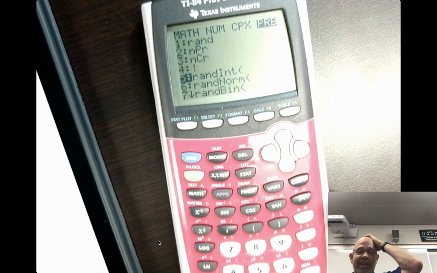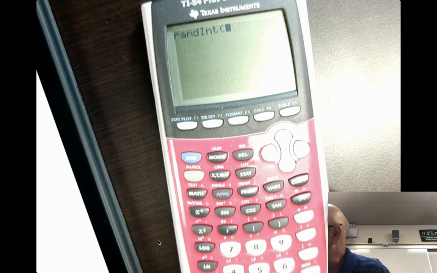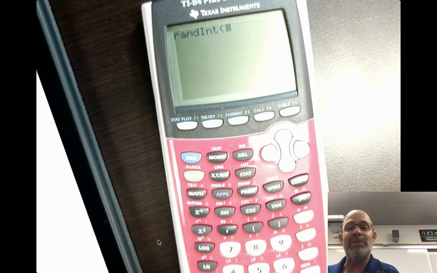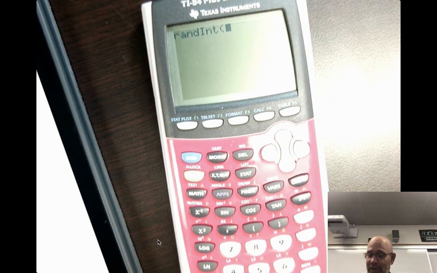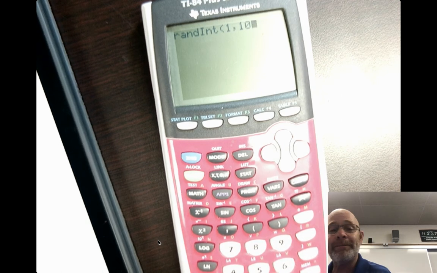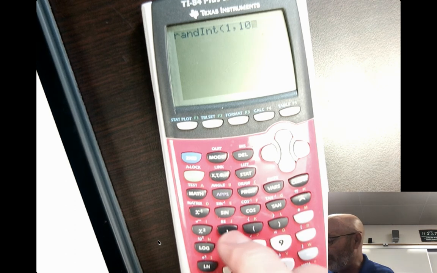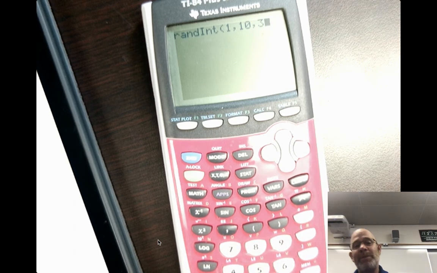Some of you, it's going to say low, high, and how many. My calculator does not say that. Mine just has that little blank screen. Let me actually grab another calculator here. If you have this calculator, you would just say, we're going to pick numbers from 1 to 10. So 1, 10, those are the 10 employees. And we're going to lay off, remember, we're laying off 3 people.